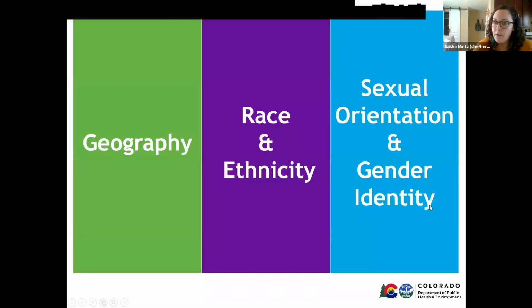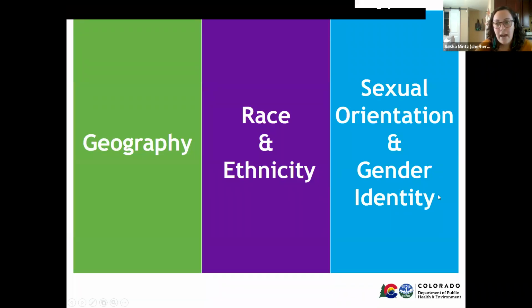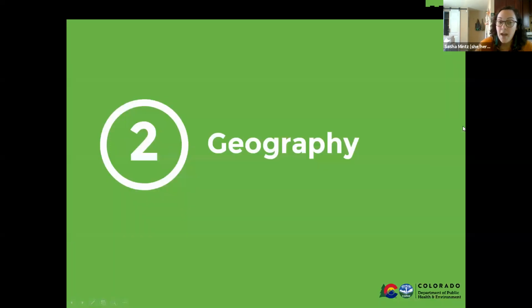So like I said before, the disparities in child deaths that I'll talk about today lie in three main categories: geography, race and ethnicity, and sexual orientation and gender identity. I'm going to spend several minutes in each of these areas outlining the inequities experienced and how they could perpetuate disparities in different types of child deaths. And I'll start by looking at the geographic disparities.